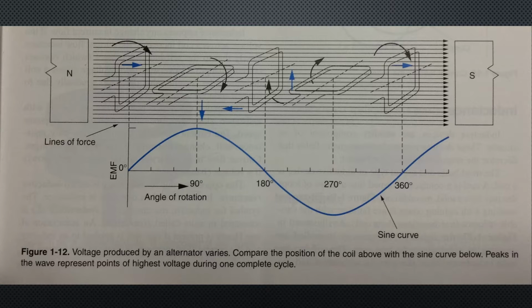The speed at which the generator is turned determines the frequency of the current. One complete turn is called a cycle, figure 1-12. Frequency is measured with units of hertz, or Hz, which represent cycles per second. In the United States, the frequency of alternating current is 60 Hz.